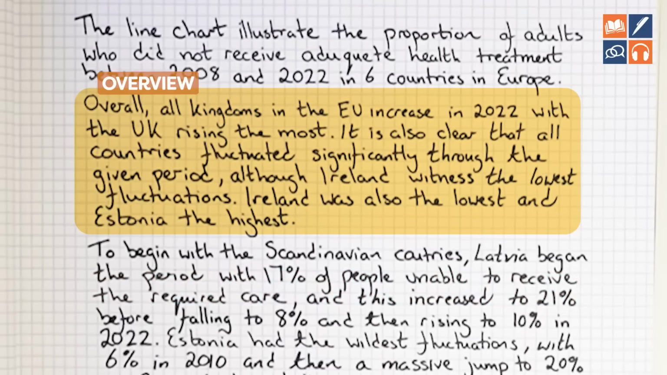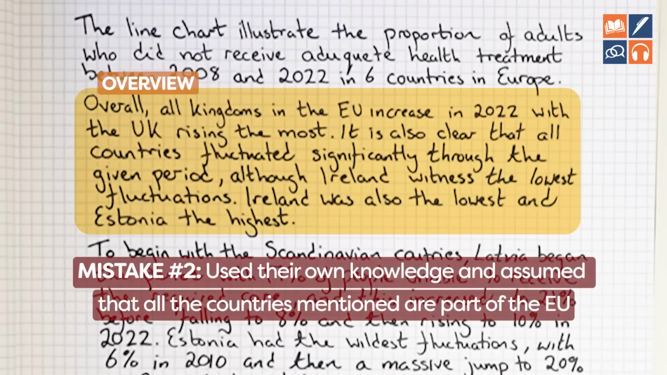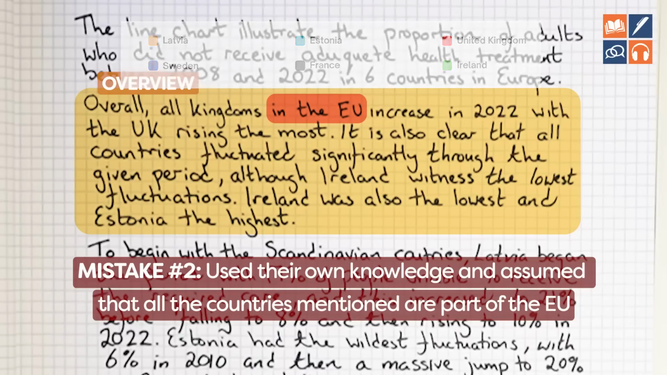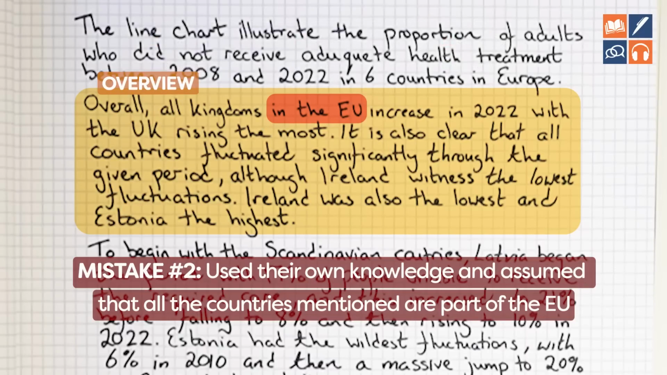And then the second mistake they have made is they've assumed, using their own knowledge, that all of these are in the EU, the European Union. They are not. For a Task 1 report, you should never bring in any previous knowledge. Even if you are an expert in this field, but you're probably not, because you are going to insert things that are not correct. And one of the things that the examiner will be looking at is, did you report the data accurately?